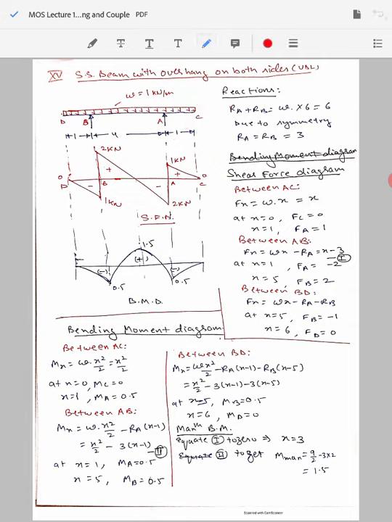Then for the span AB, you cut the beam anywhere between A and B, and draw the free body diagram for the remaining right hand side portion of it. Now in this case, you have applied force of W working on a span of X meter, so W times X will appear as a shear force, and then there is a reaction force acting in the upward direction, RA, which will be acting at a distance of X minus 1 meter.